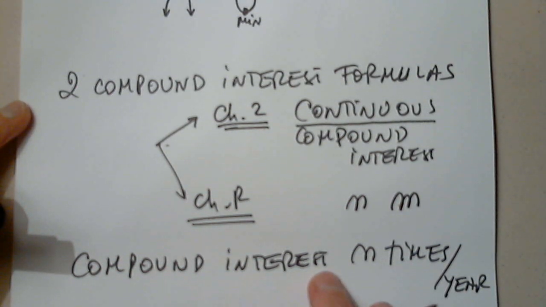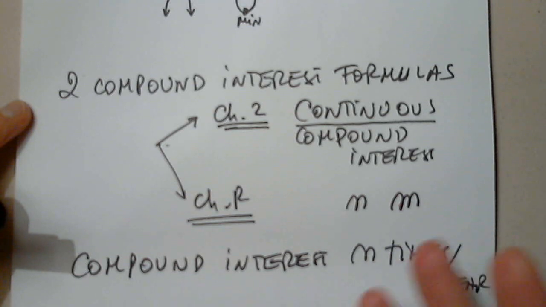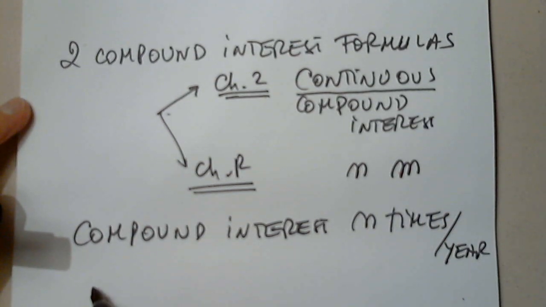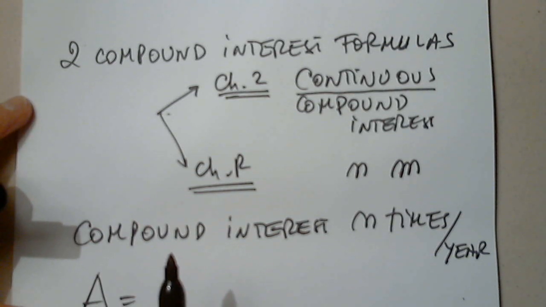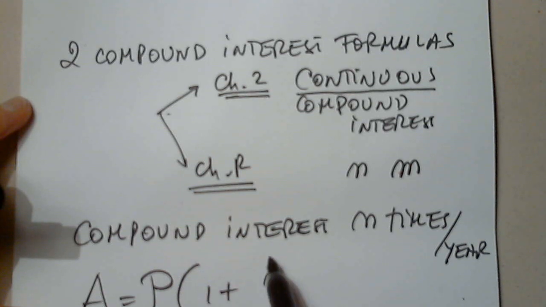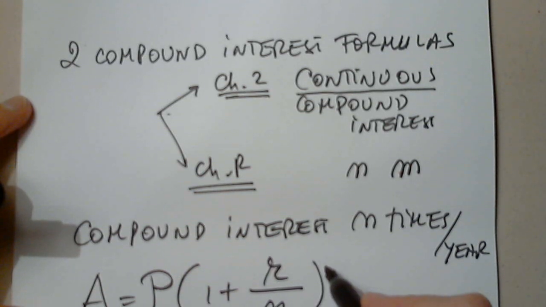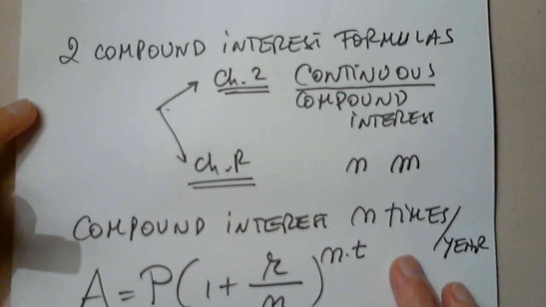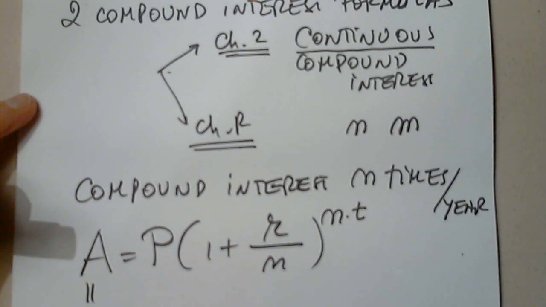What does compound interest mean? The interest is recalculated n times per year. And here's the formula. The accumulated value, I'll write these down for you. Principal, 1 plus r over n raised to n times t. What's all this? This is the accumulated value.